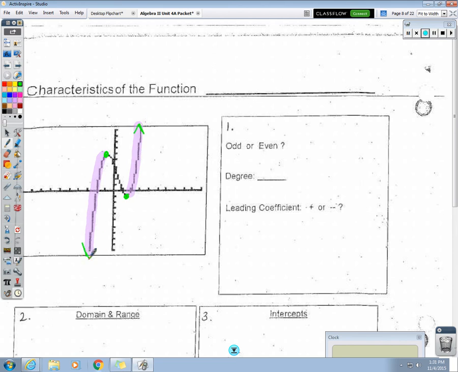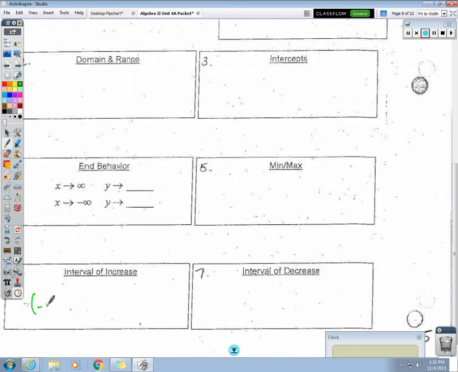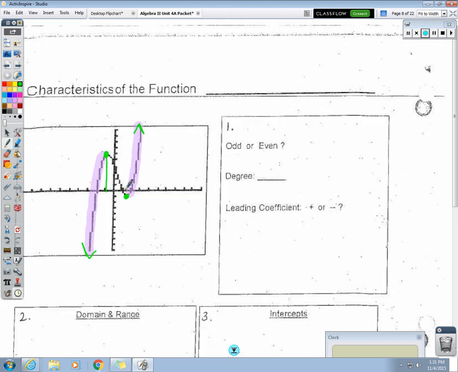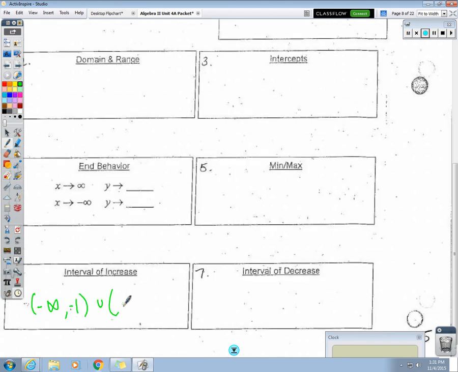Okay, so over here, when did it begin increasing? Negative infinity. And then when did it quit increasing? Negative 1. So from negative infinity to negative 1, it's increasing. And then also, it starts increasing again here, which I guess we'll say is positive 1.5, because it's right in the middle of 1 and 2. And then from 1.5, it increases forever into the right, so positive infinity.